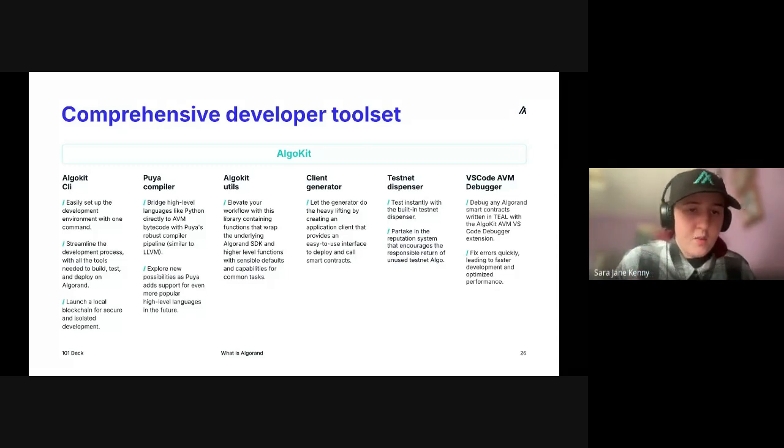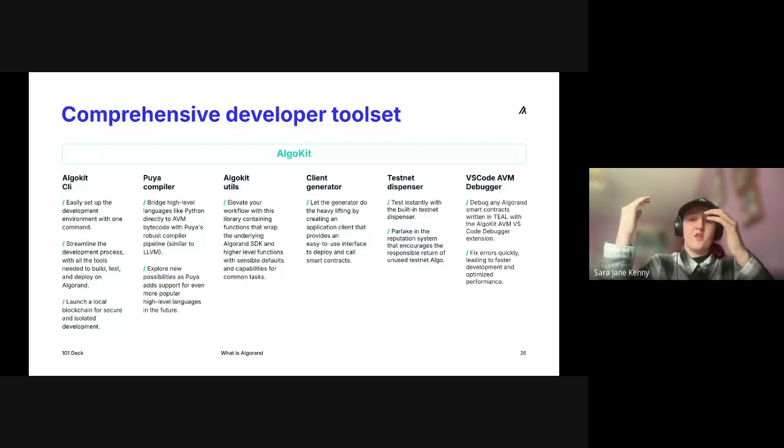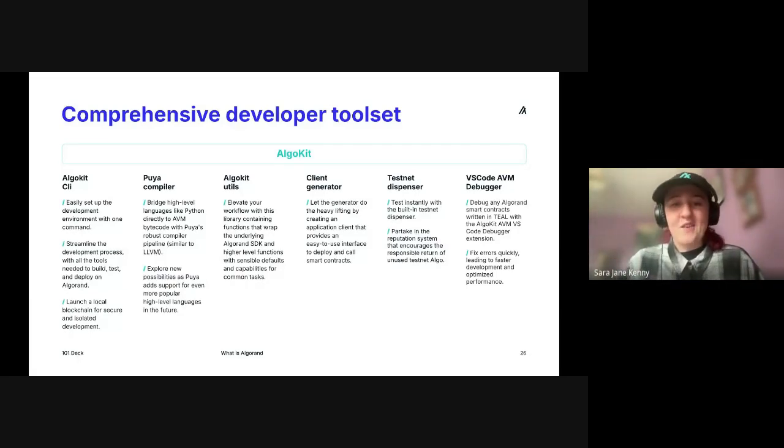So we have a comprehensive developer toolset. AlgoKit changes the game for blockchain developers. From the command line to the compiler, the top class libraries, easy to call smart contracts with a client generator, instant access to testnet tokens, and a Visual Studio Code Algorand virtual machine debugger. We also have Lora, Lora the Explorer. It is basically a blockchain explorer, but for your smart contract transactions or any of the transactions you do, which we will see later on as well. That's a new thing that I'm adding into this workshop.